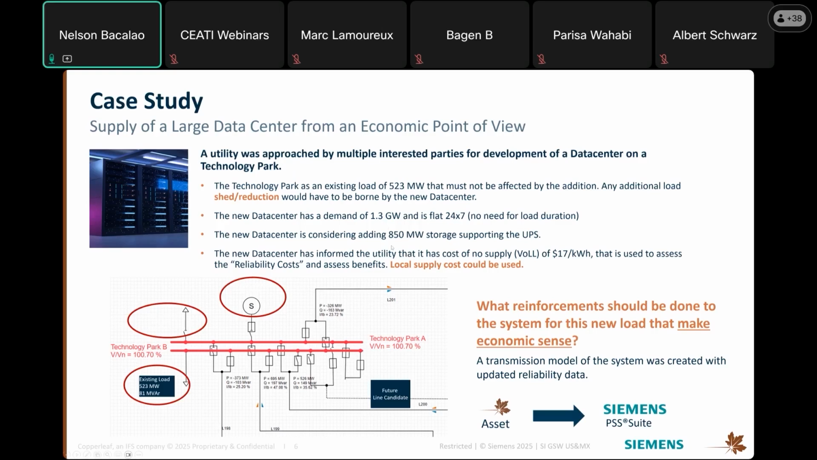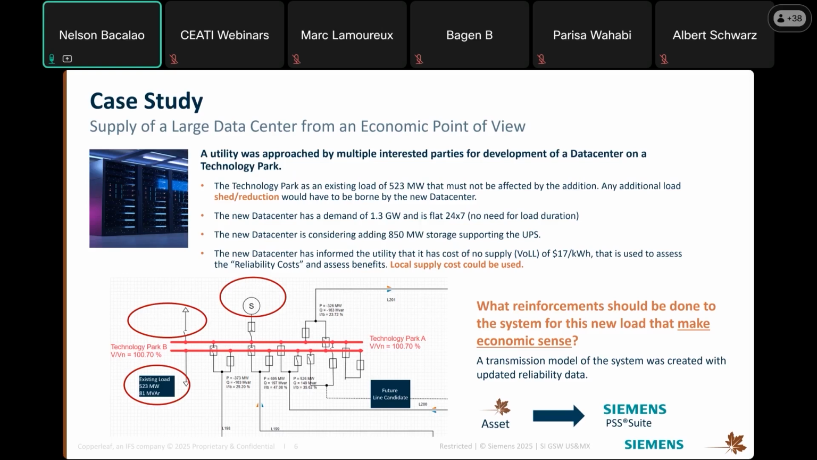And the data center is adding also 850 megawatt storage, and that's a given decision, so that's being modeled. And it informed us that their cost of energy not served is $17 per kilowatt hour, a very high value. Alternatively, and this we have also done with other studies, we start with the cost of local supply, which can also be fairly high. So local supply may be installing large turbines on site, adding more storage.